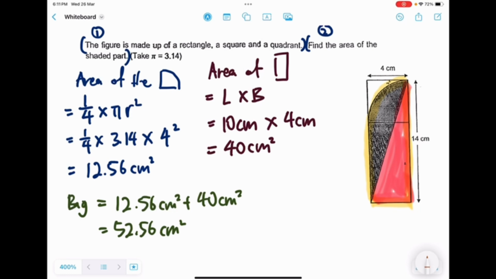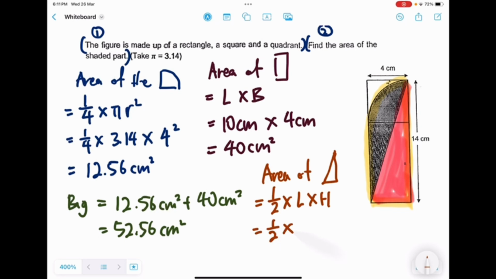So what I want to do now is to find the area of the triangle. Alright, and I know the area of a triangle is simply half times length times height. And that would simply be 1/2 times the length being 14 and the height being 4.